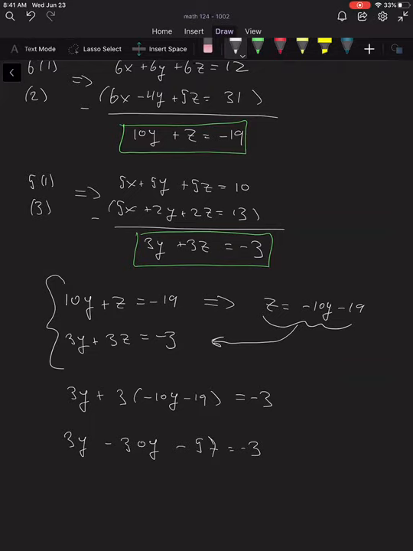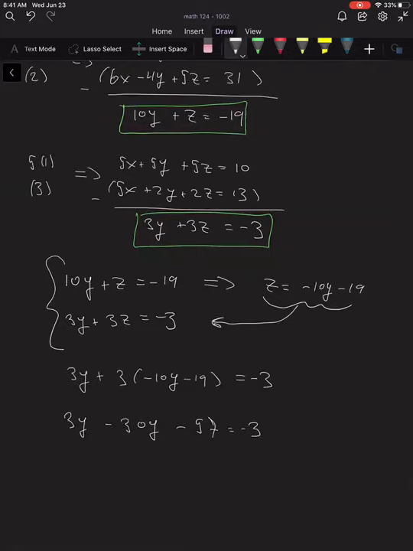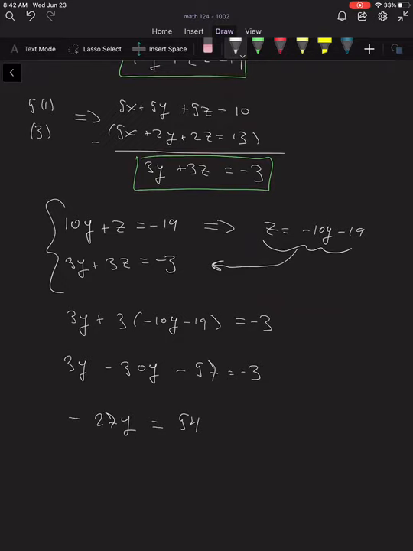Okay, so z is equal to minus 10y minus 19. 3y and 3 times minus 10y minus 19, 3y. What's going on here? Oh, no, we're actually okay. Sorry. So here we have 3y minus 30y, which is minus 27y. And now we need to add this 57 to the other side. So we are going to have 54. And then we divide by the 27, so we get y is equal to minus 2. So no mistakes made, we're okay. So we found what y is, minus 2.